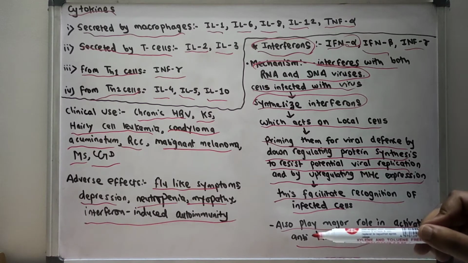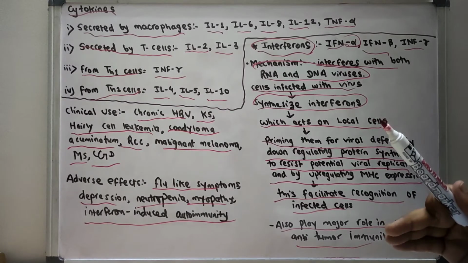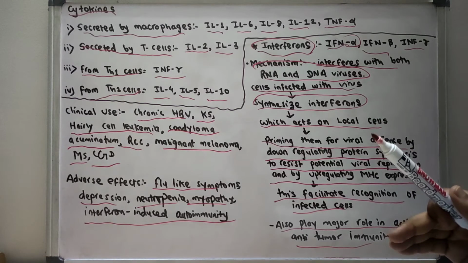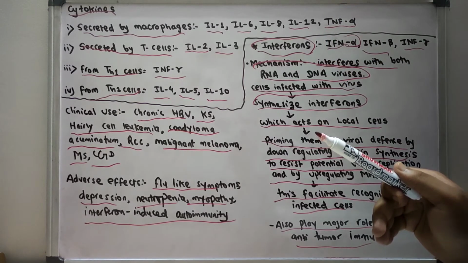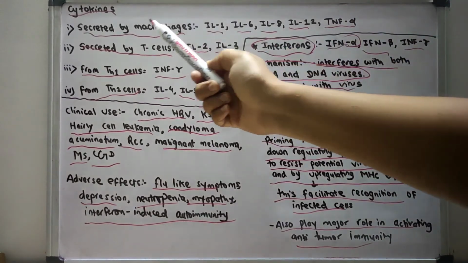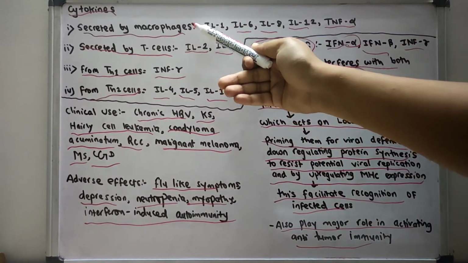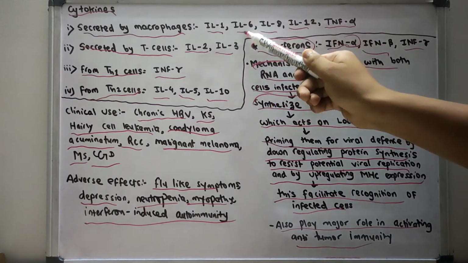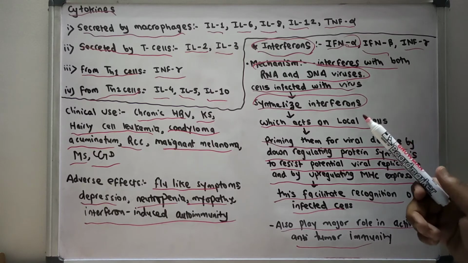So I hope you understood this video. Lastly, I want to summarize it all. We discussed the various cytokines that are secreted in our body. We discussed in detail the cytokines secreted by the macrophages, and these are interleukin 1, interleukin 6, interleukin 8, interleukin 12, and tumor necrosis factor alpha.